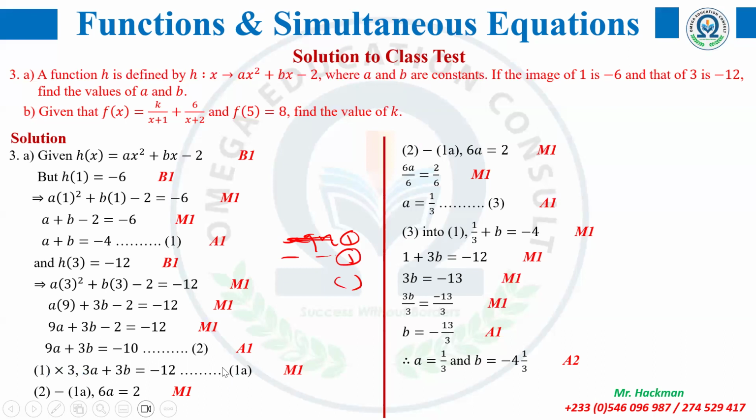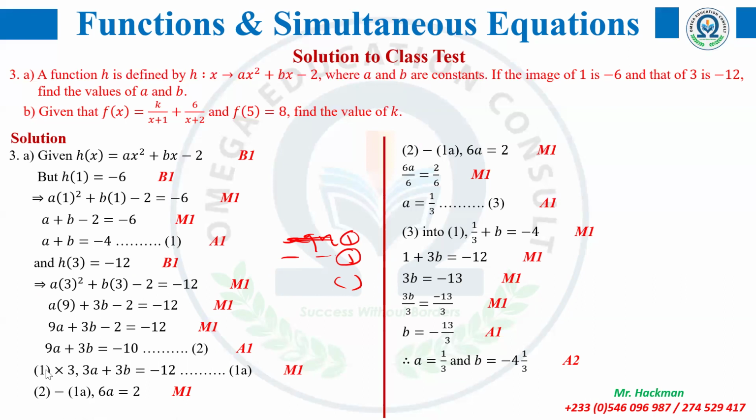Now my intention was to eliminate the b. So now I have two equations with the coefficient of the b being the same, this and that. But they have the same sign. So if I want to eliminate, I have to subtract. So I did equation 2 minus equation 1a. Someone can do equation 1a minus equation 2.